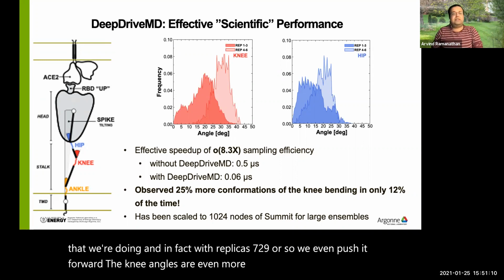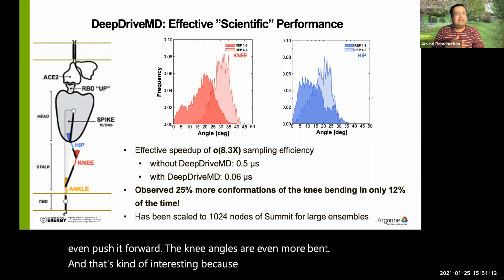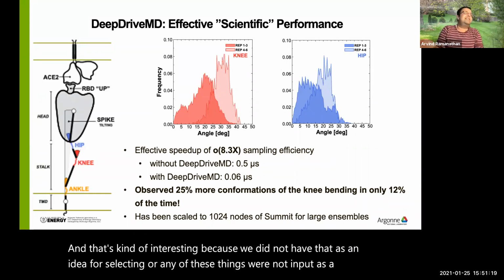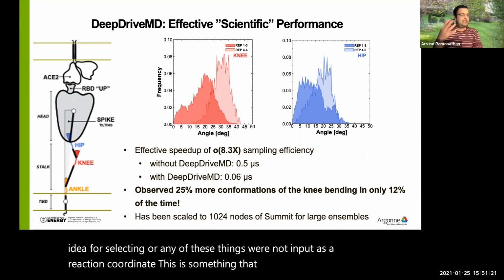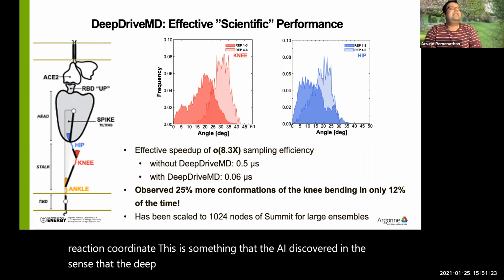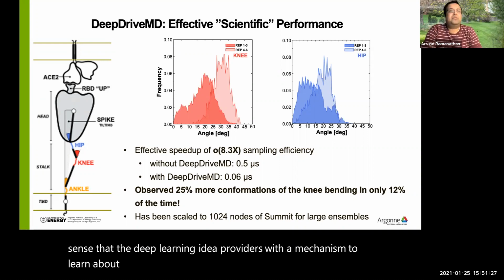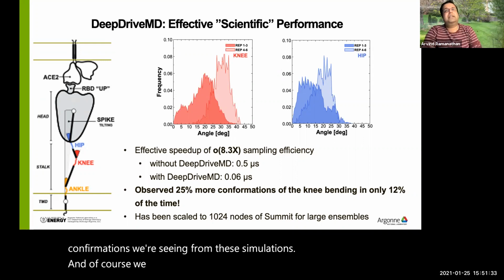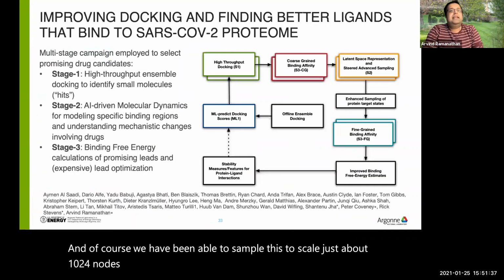And that's kind of interesting because we did not have that as an idea for selecting, or any of these things, as a reaction coordinate. This is something that the AI discovered, in the sense that the deep learning provides us with a mechanism to learn about it. And then we use that to shift what sort of conformations we are seeing from these simulations. And of course, we have been able to scale this to about 1024 nodes on Summit.